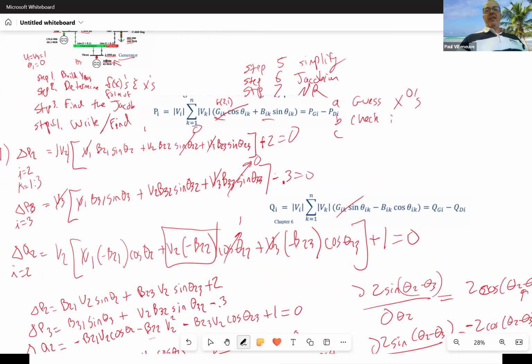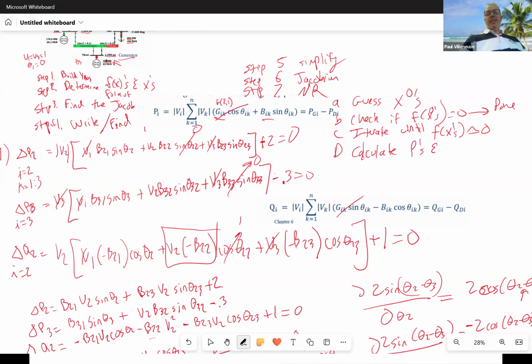Check if f of x zeros equals 0. If that's the case, then it's done. You've got the answers. You don't need to do any more work. If not, you got to iterate until f of x's is approximately equal to 0. And then your last step is calculate P's and Q's for any unknown value, or bus, I should say.